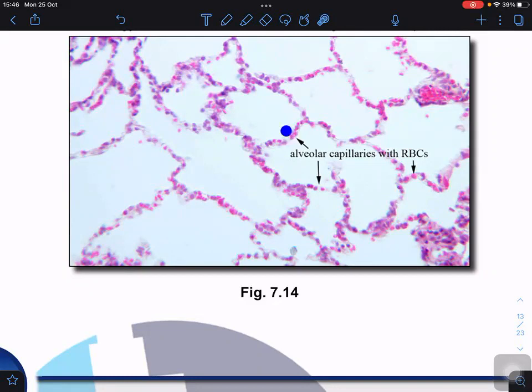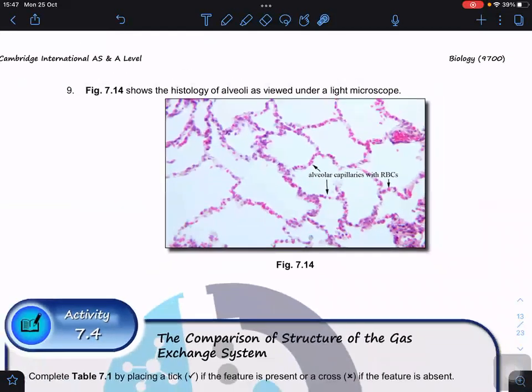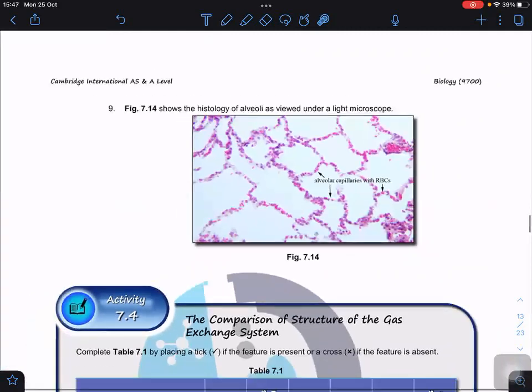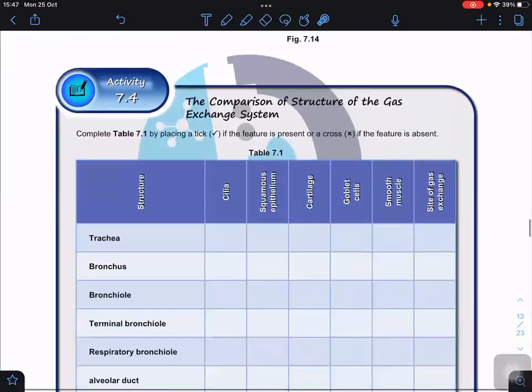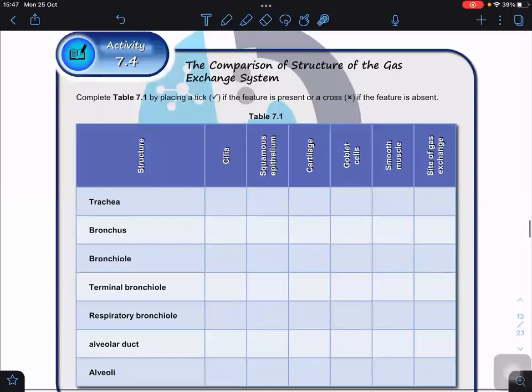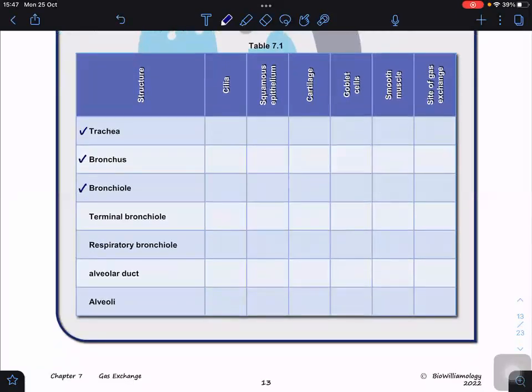Then you can see that the pinkish color, they are red blood cells. Okay. So before we end for today's lesson, activity 7.4 is very important. Trachea, you need to know. Bronchus, we need to know. Bronchiole, we need to know. Terminal bronchiole, respiratory bronchiole, and alveolar ducts, this one is for your information only. And alveoli, we need to know.